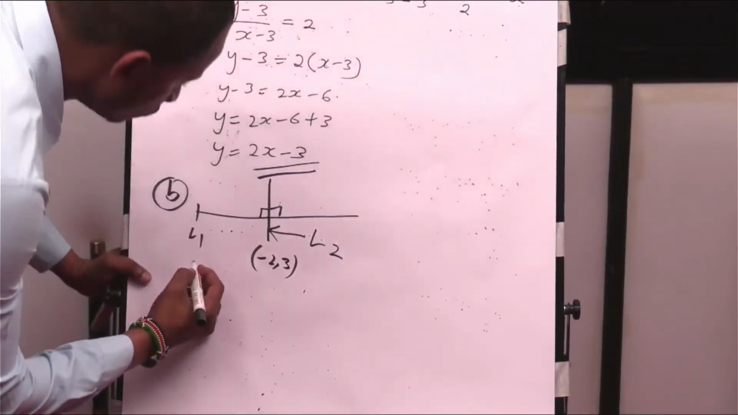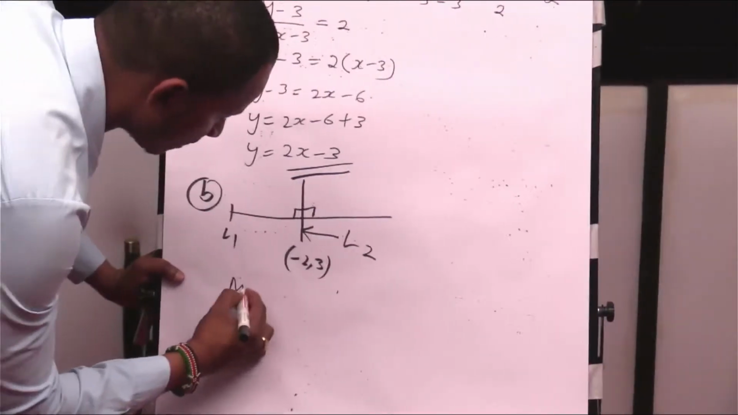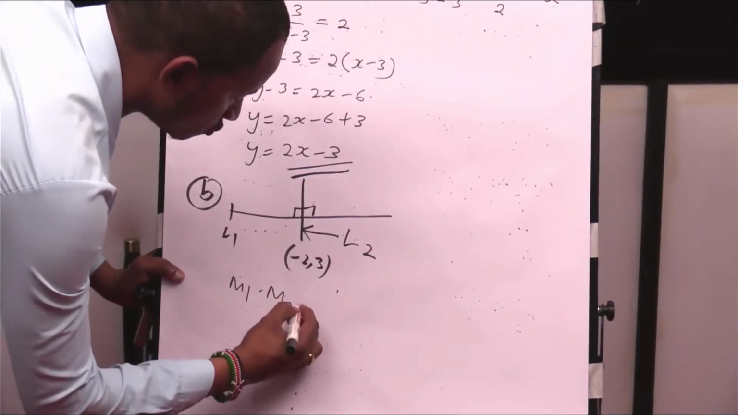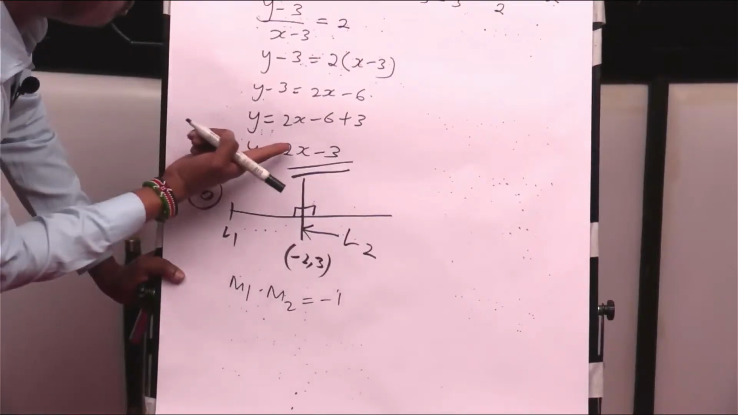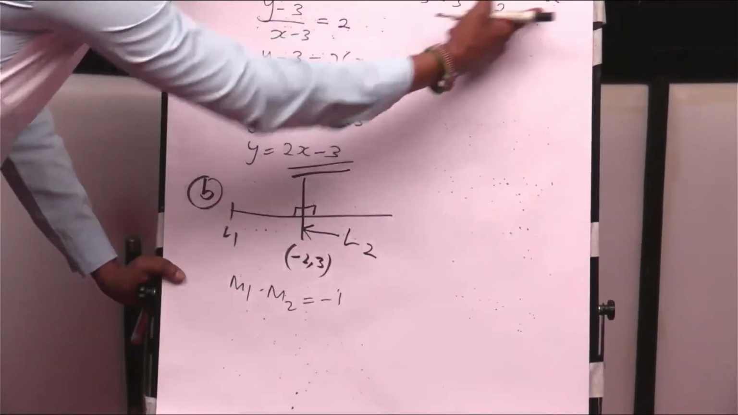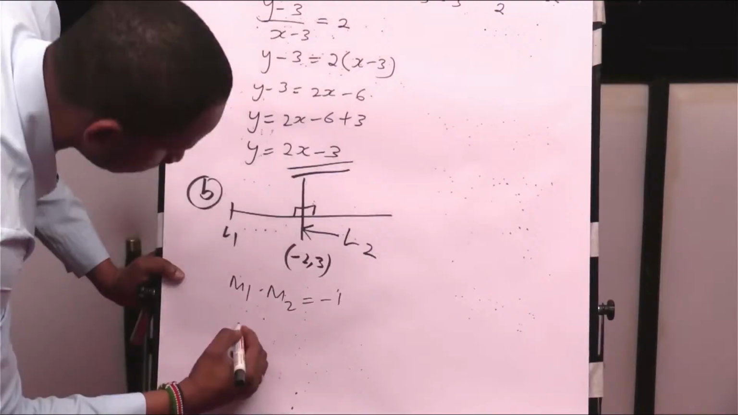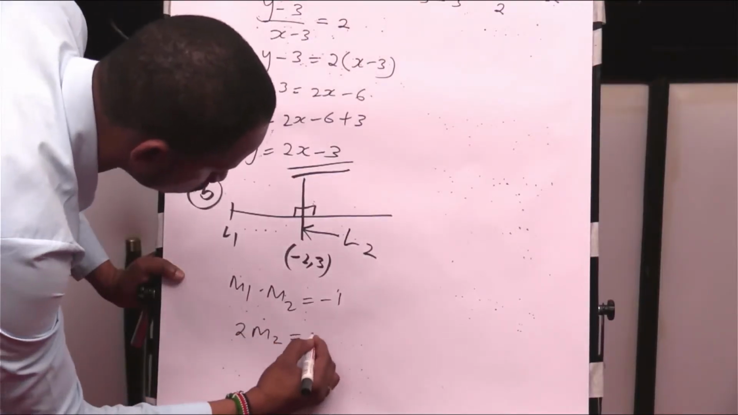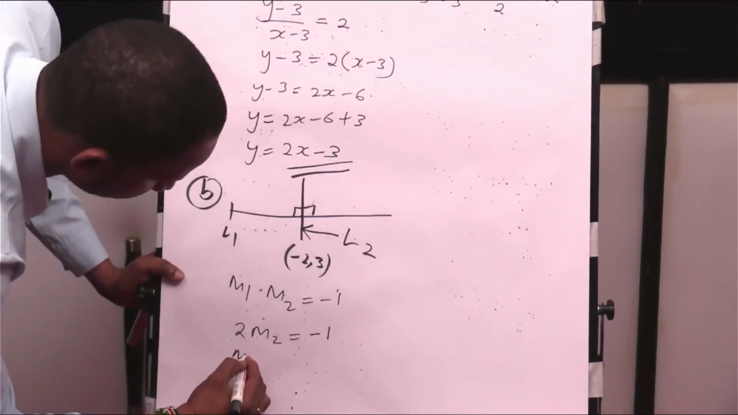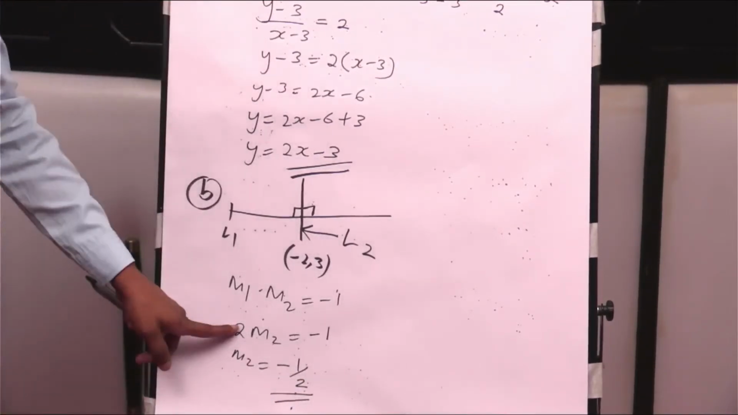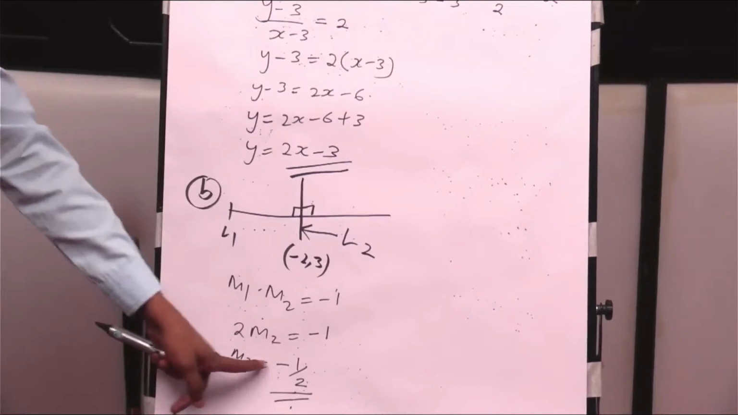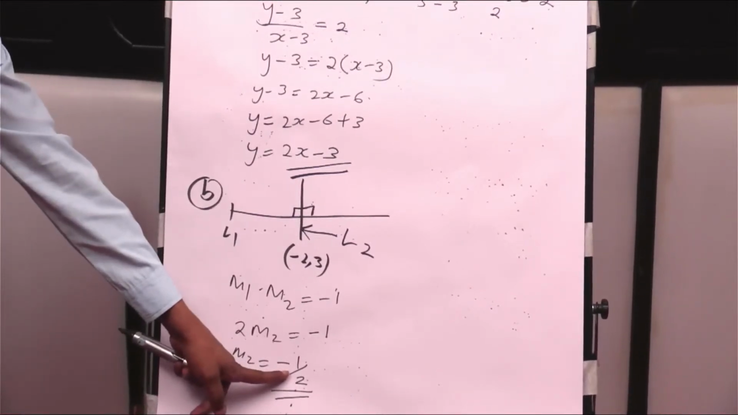But I told you, when there are perpendicular lines, then the product of gradient 1 times gradient 2 equals negative 1. So what is our gradient here? y equals mx plus c. So our gradient is 2. It is here, m1 is 2. So 2 times m2 equals minus 1. So m2 equals minus a half. You divide both sides by 2. So m2 is equal to minus a half.